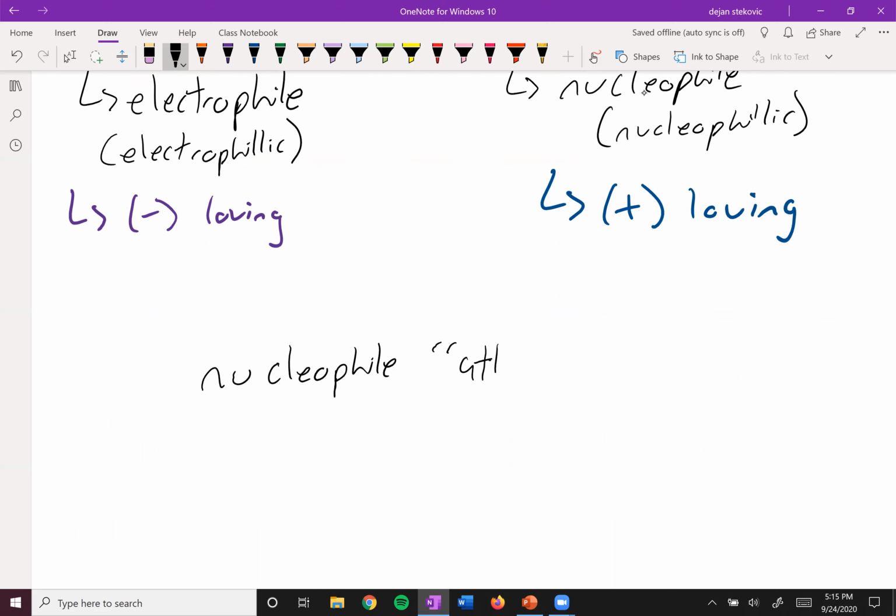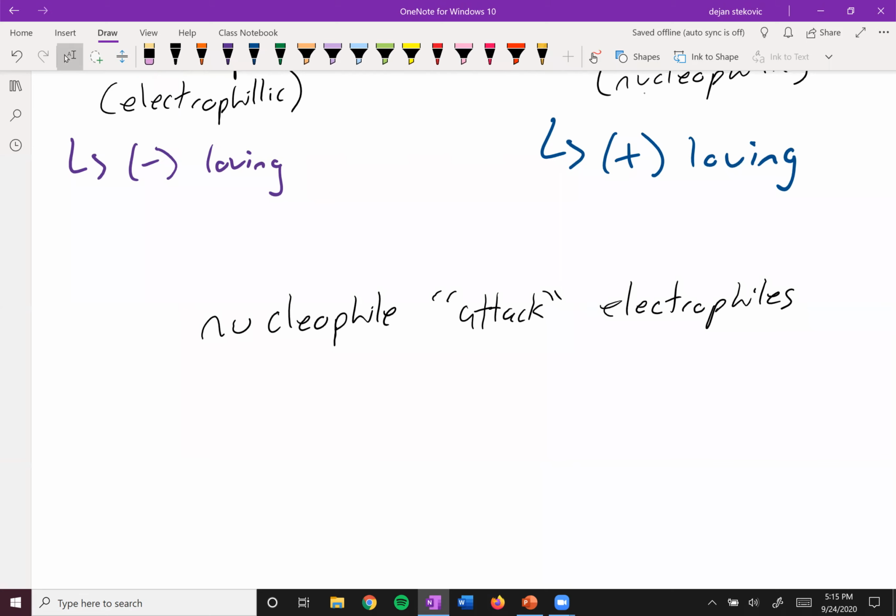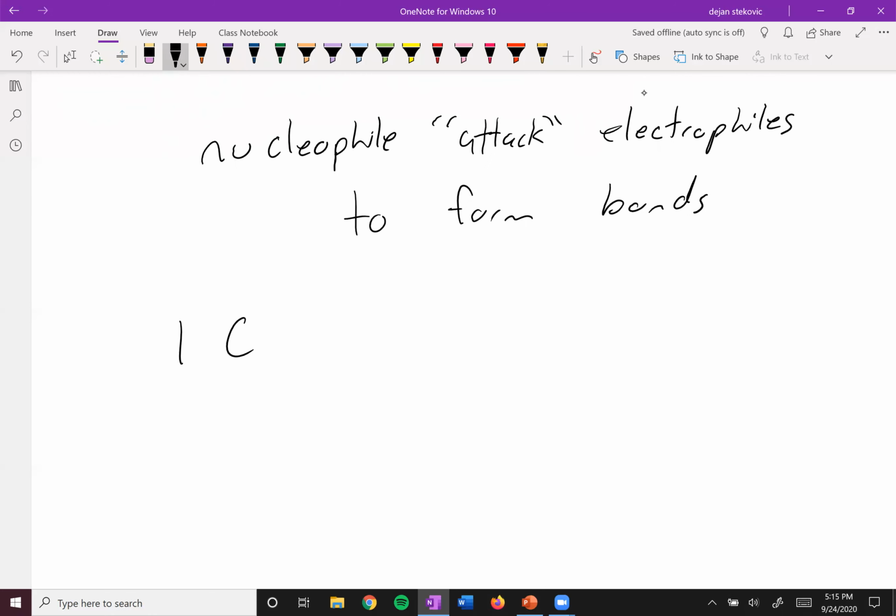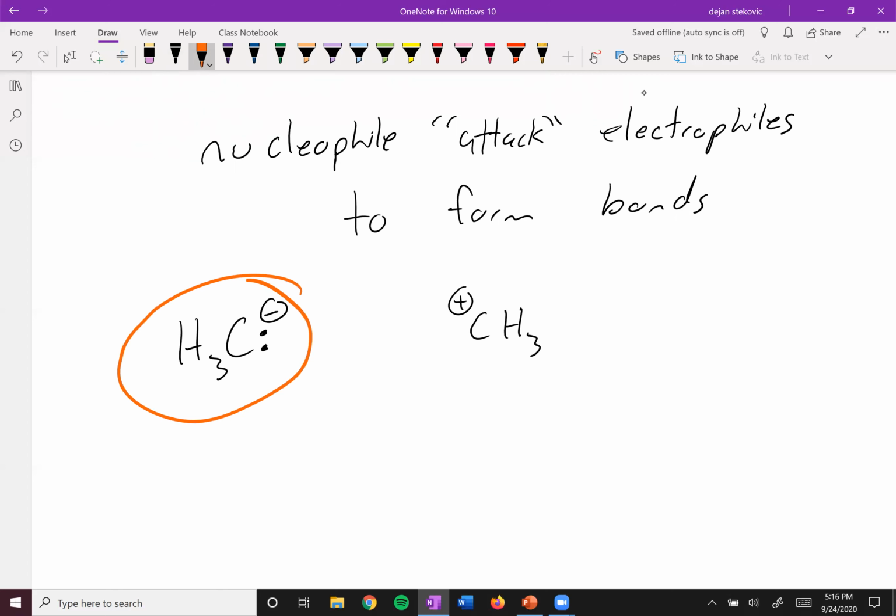attacking the electrophile. Right, so nucleophiles attack electrophiles to form bonds. So for example, maybe you have some kind of CH3 with a negative charge and thus a lone pair, and then another CH3 with a positive charge. This is your nucleophile. This is your electrophile. The nucleophile will attack the electrophile, and you will form a bond.